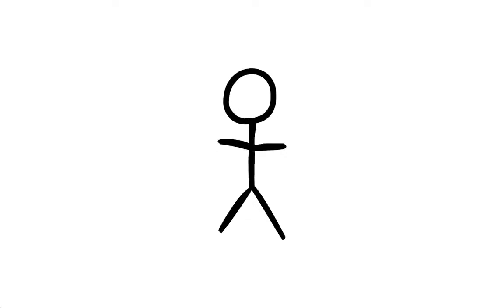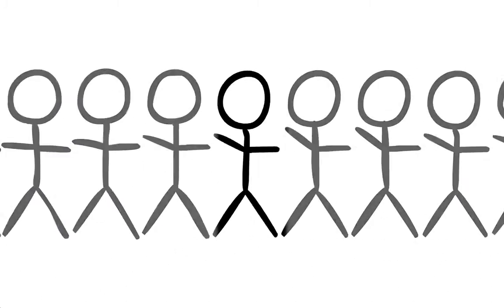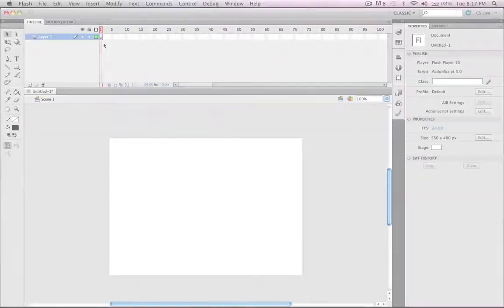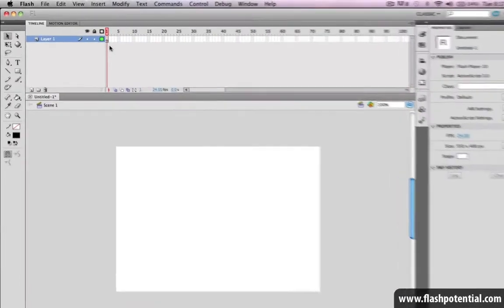An animation is really made up of a series of images. These images, referred to as frames, are then played in rapid succession, creating the illusion of movement. Let's go ahead and learn how to create one in Flash.